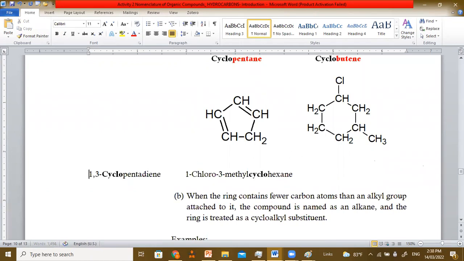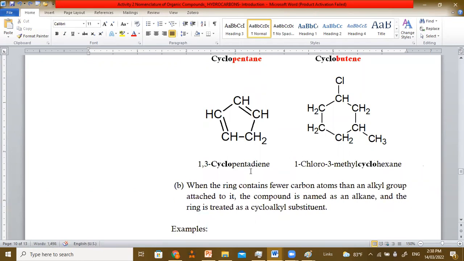Name this as pentane, but there are pentene rather, since there's a double bond, but there are two. So you call this one as pentadiene. Okay, di to indicate that there are two double bonds, and you start counting from any carbon having the double bond. So that would give the shortest one.